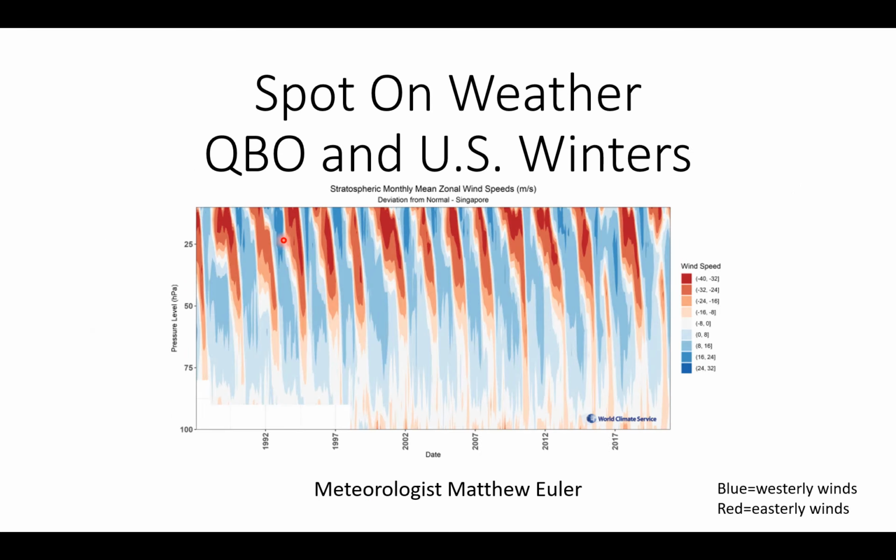And let's go back to the title slide. This is exactly what we're showing you. Those alternating westerly in the blue coloring, easterly in the salmon or red coloring, the alternating descending of these westerly and easterly winds that occur above the equator in the stratosphere.